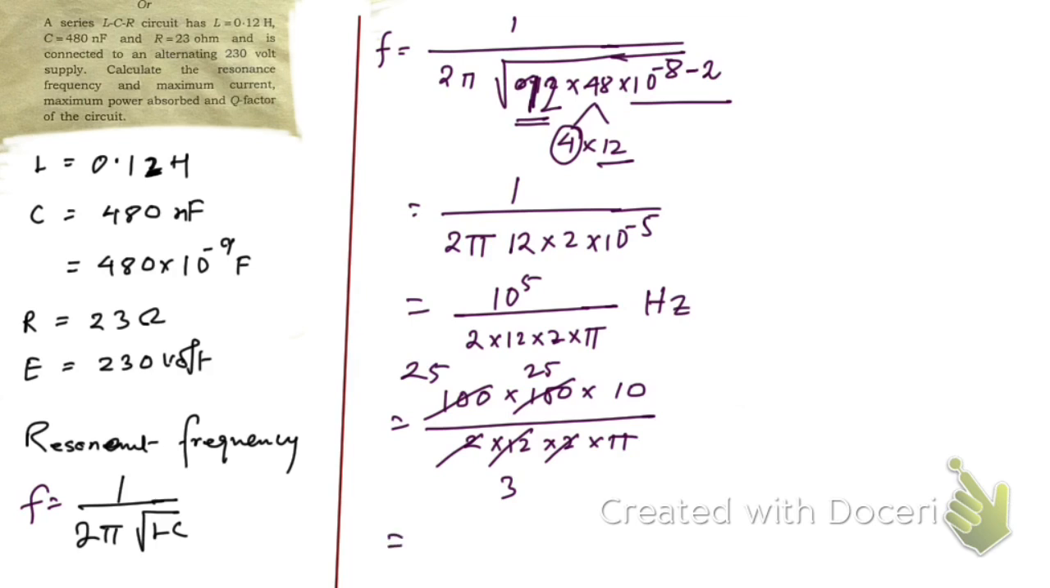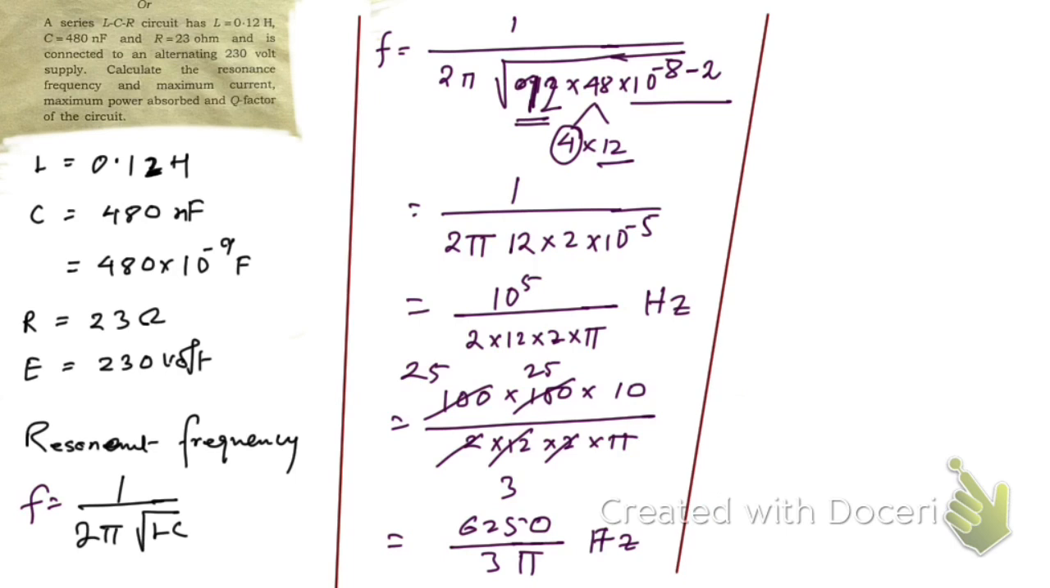So that's going to be equal to 625 divided by 3, into 10. That means 6250 divided by 3 pi. That's what we're going to have, hertz. Okay, so this is the resonant frequency. How to obtain the resonant frequency?